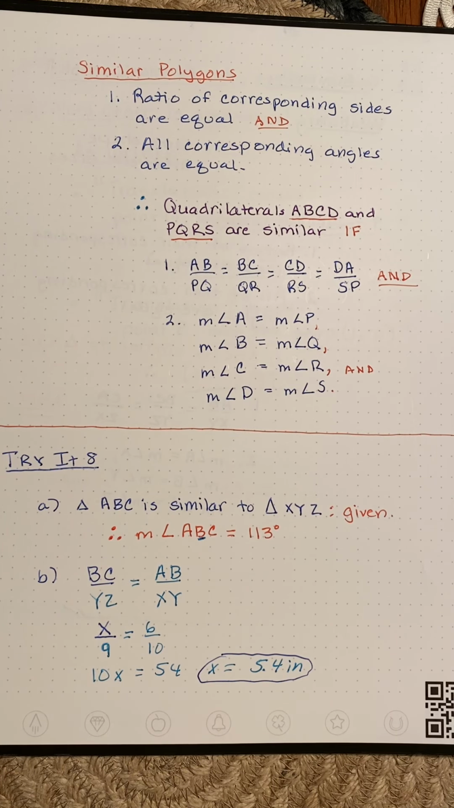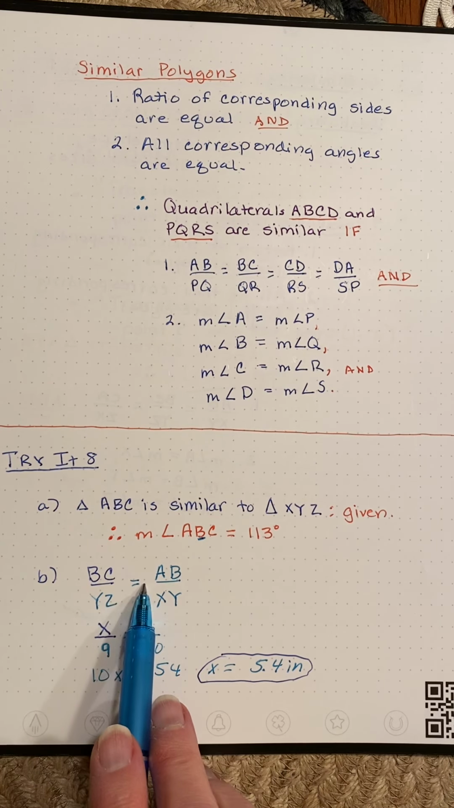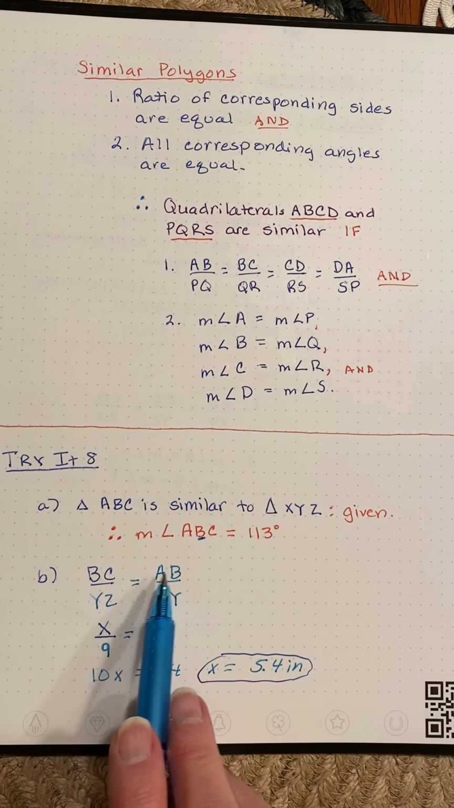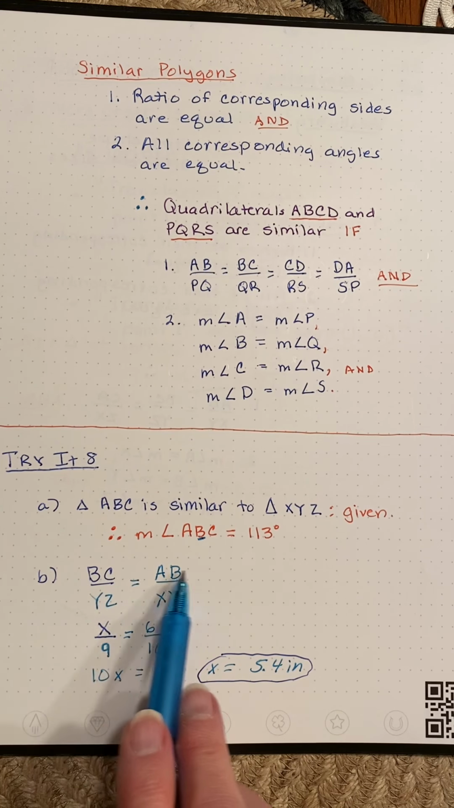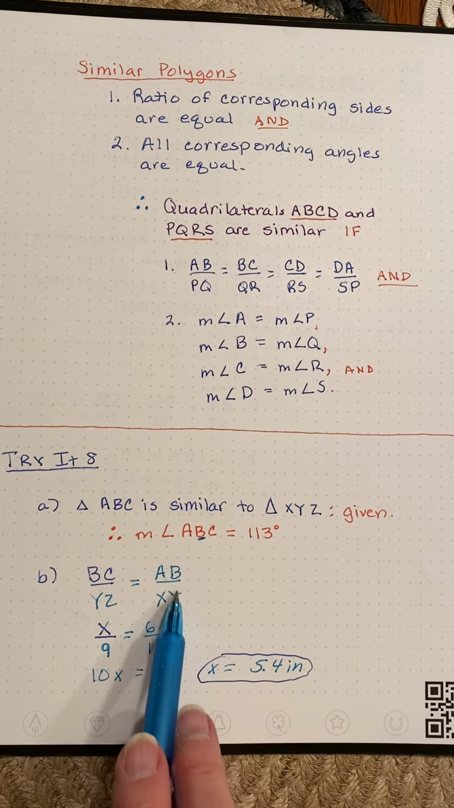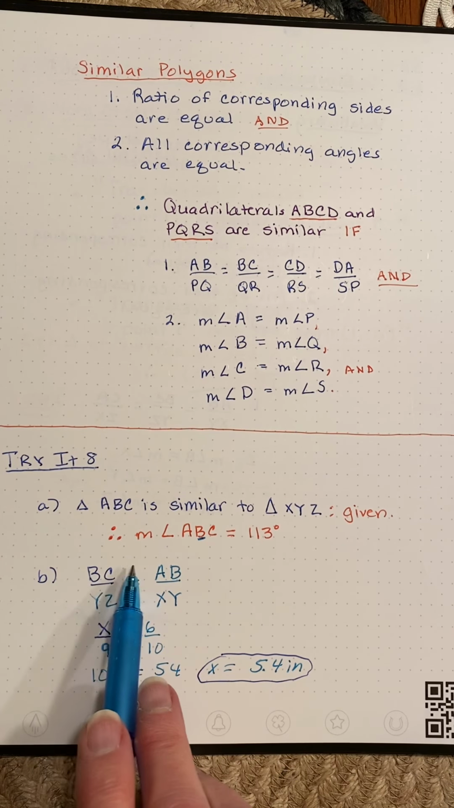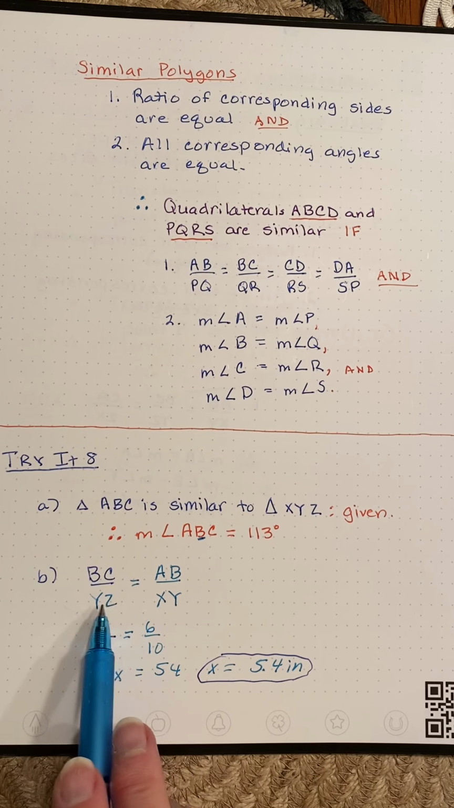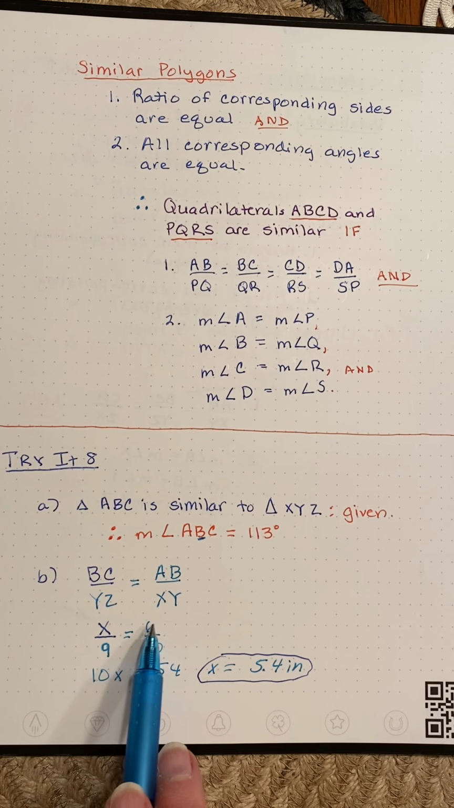Going on, finding the length of BC. Well, BC corresponds to YZ, and that is equal to AB over XY. Now we do AB over XY because those are two corresponding sides and both of the dimensions are given, 6 and 10. Here, BC corresponds to YZ, but we're only given the measurement of YZ, which is 9. So we have x, which is what we've got to find, over 9 is equal to 6 over 10.